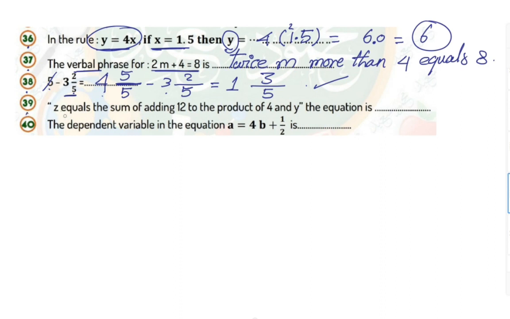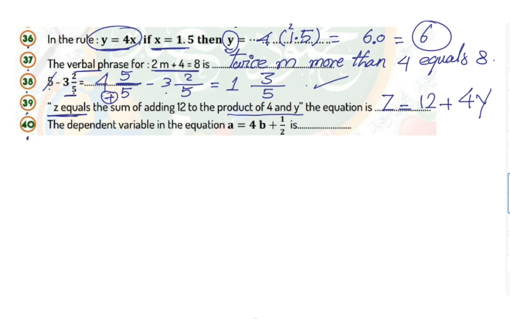39. Z equals the sum of adding 12 to the product of 4 and y. The equation is, so Z equals, just the left side and the equal sign. The sum of, sum just means plus, okay, of adding 12 first to what? To the product of 4 and y, that means 4y, okay?